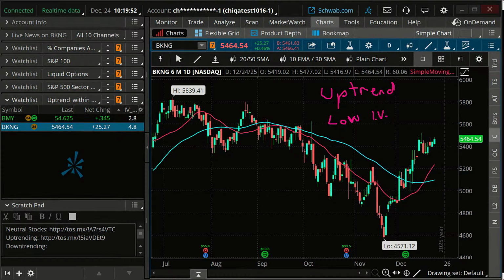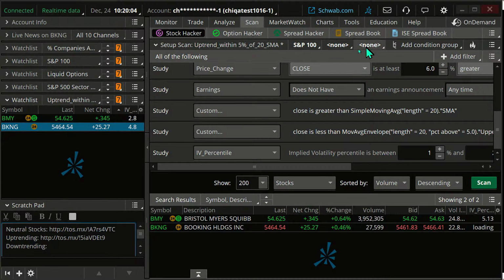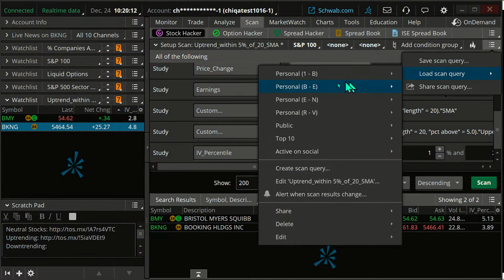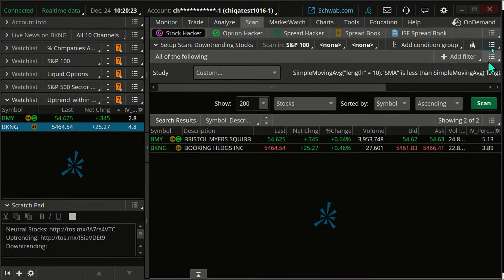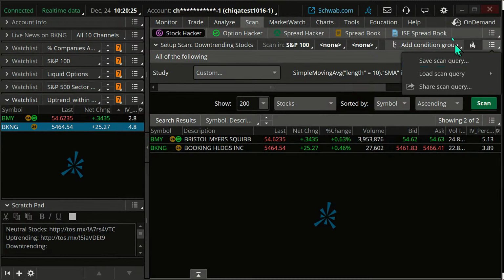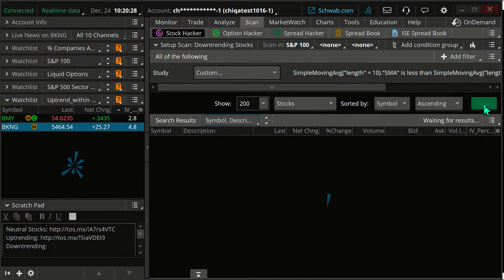I want to do one more variation. I'm not going to do a sample trade on this right now. What I'm going to do though is one more variation just so you have it in case you're interested in it. And that is, let's look at downtrending stocks, okay? Again, I'll share it with you. I have a downtrending stock scan. Let me just run it real quick, see what we got.